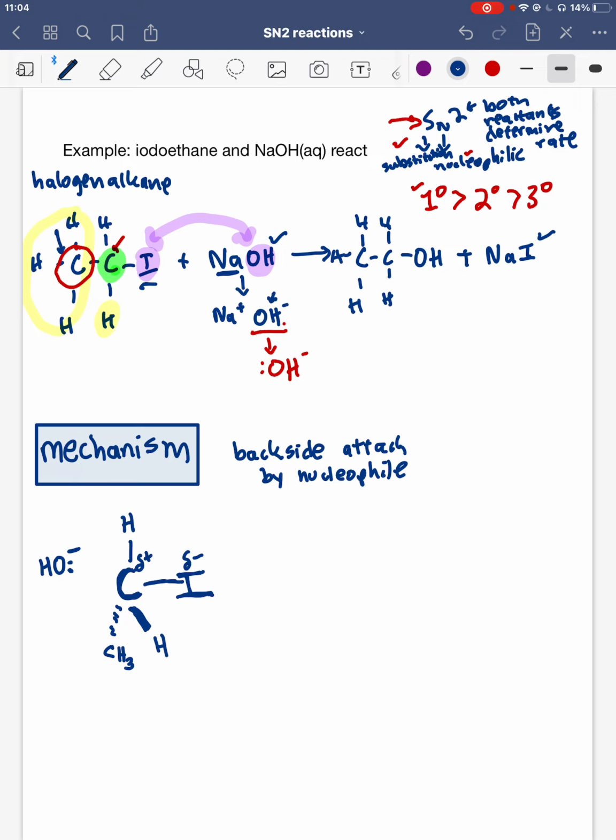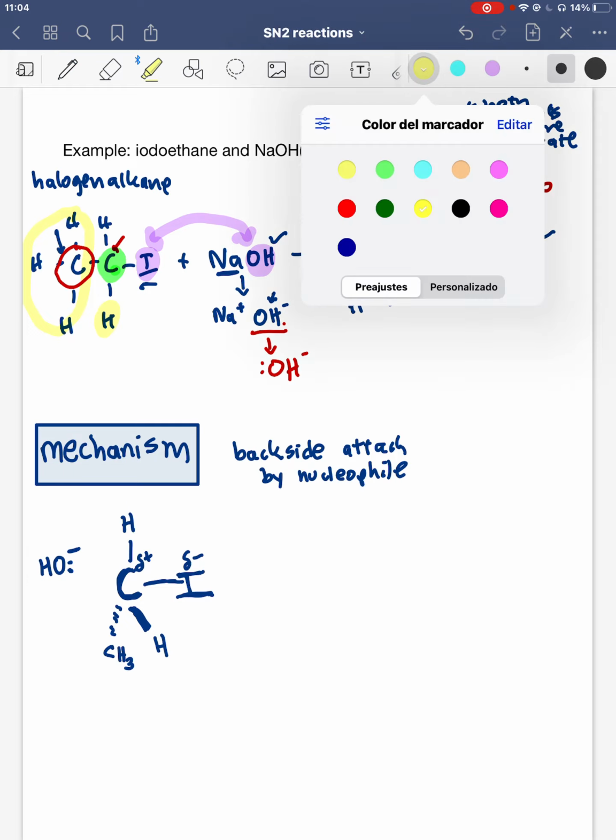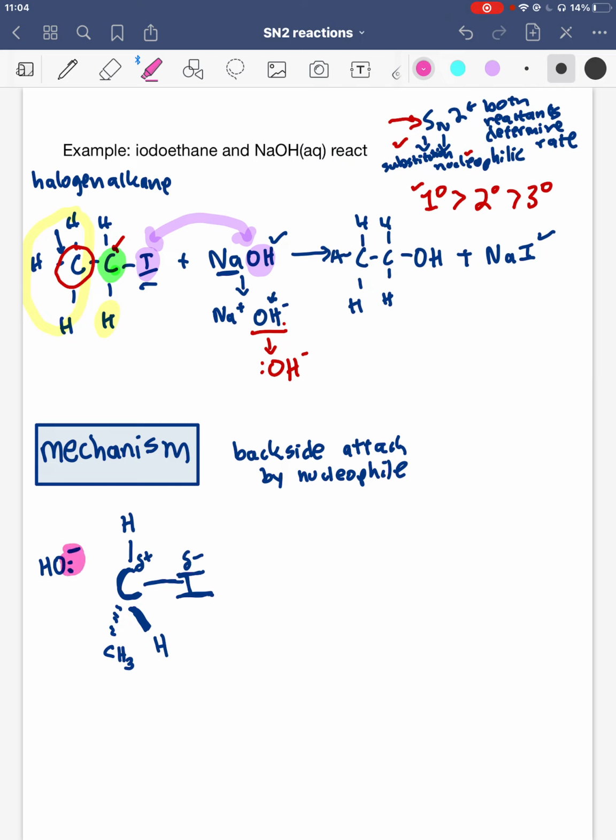Okay, so this comes along. I have this negative species, this nucleophile, this electron rich. Well, take a look here. I have a negative thing and I have a positive thing. That's the basis of chemistry. Negatives and positives want to get together. So what's going to happen?